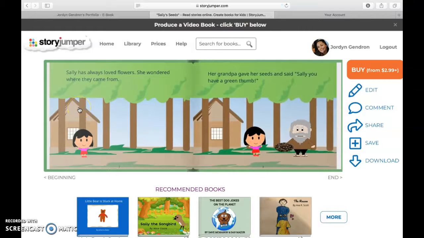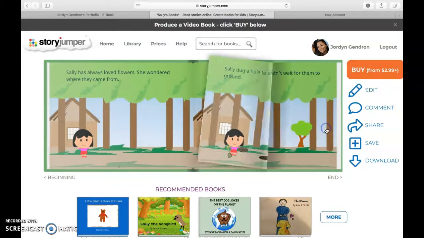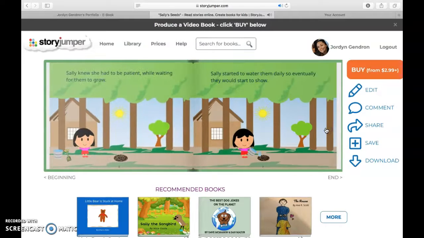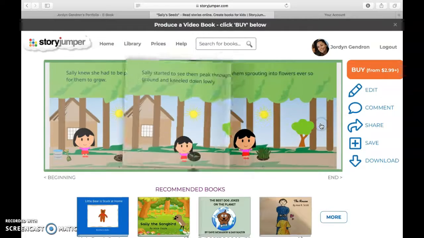Sally has always loved flowers. She wondered where they came from. Her grandpa gave her seeds and said, "Sally, you have a green thumb." Sally dug a hole to place her seeds in the ground. Sally loves flowers. She couldn't wait for them to grow all around. Sally knew she had to be patient while waiting for them to grow. Sally started to water them daily, so eventually they would start to show.